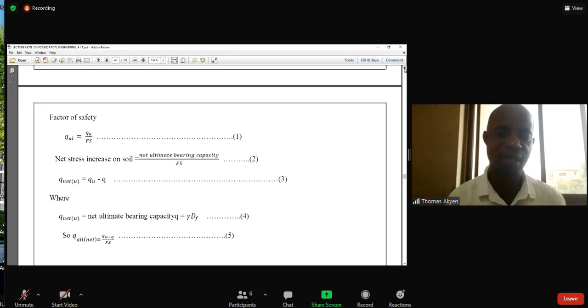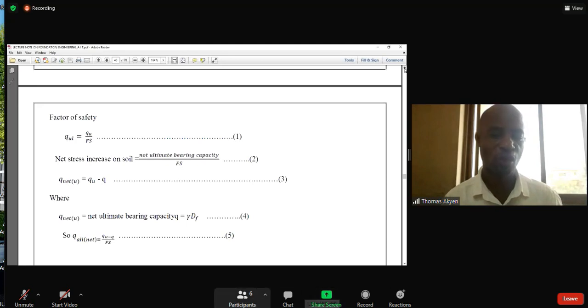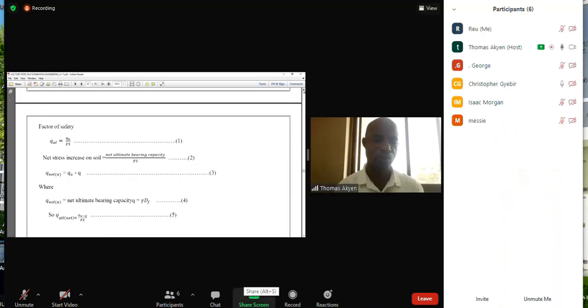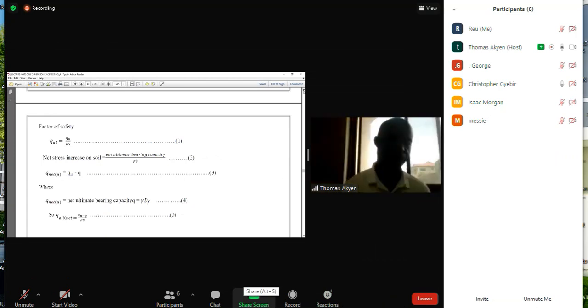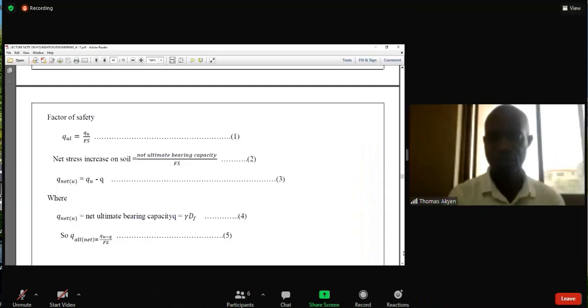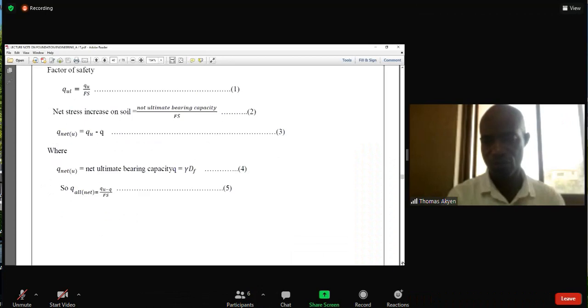equals q ultimate minus gamma D_f. So q net will give us the q bearing capacity minus the q over Fs. Then we can solve any equation.